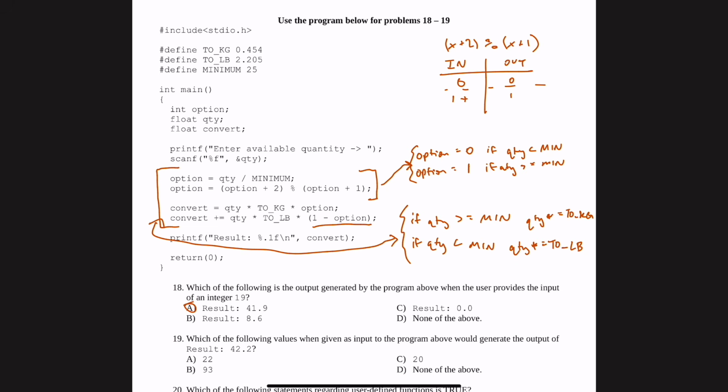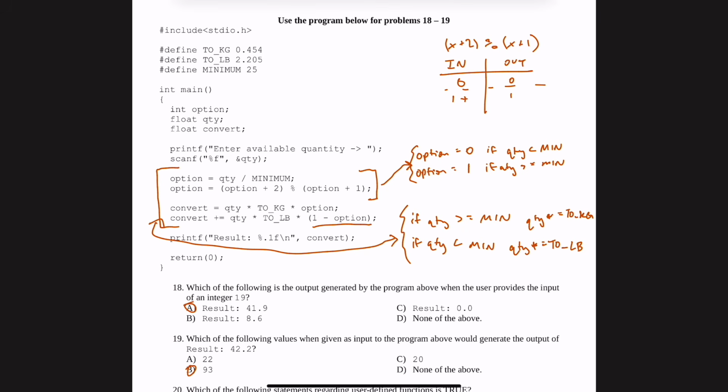Then looking at B, quantity is greater than or equal to minimum, 93 is greater than or equal to 25. 93 times 0.454 is going to be roughly 42, right? Because if it was 100 times that, we'd have 45. 93 times that, I think, is probably pretty close to 42.2. So it looks like 93 is our correct answer. Looking at C, 20 is less than minimum, 20 is less than 25. 20 times equals 2.205 will get us, again, about 44, maybe a little bit more, so that can't be our answer. So therefore my answer for 19 is going to be B.